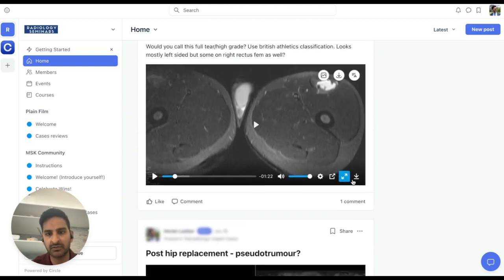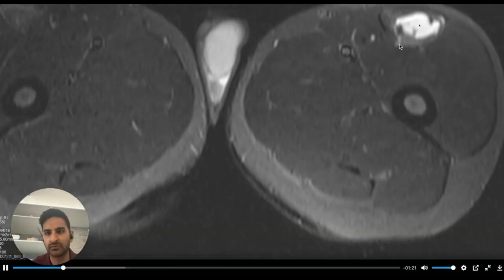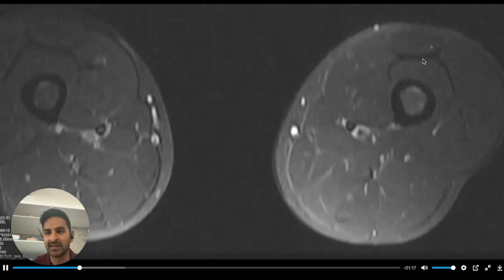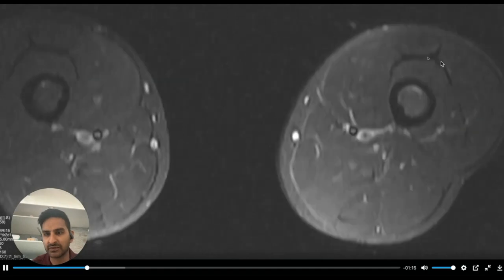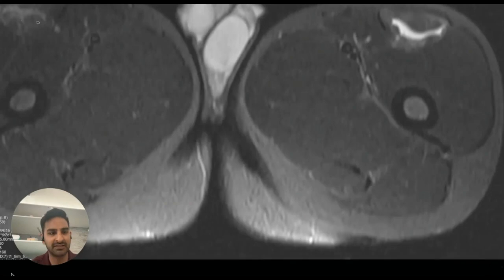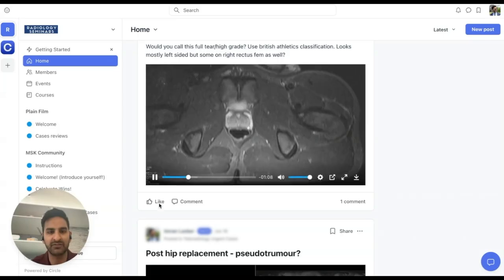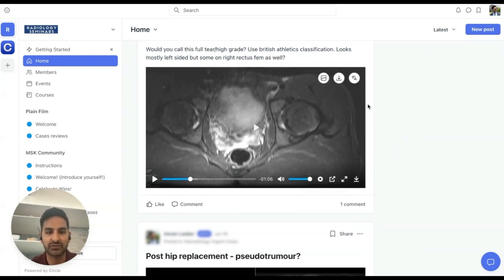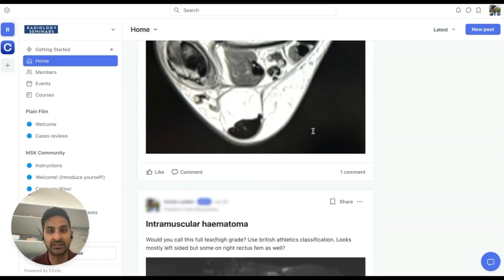Next case we had was this one where we've got a patient's thigh. So go to full screen and have a look. We can see there's some fluid signal located within the left rectus femoris muscle. And it does look like the tendon is completely torn. There's also some retraction of the tendon as well. So this would be in keeping with a very high grade tear. I think if you were to go to the British Athletics classification, this would be like a grade 4 full thickness tear. That's essentially what it is. And there's some retraction there. Looks like they're quite young patients, so may benefit from getting it reattached.